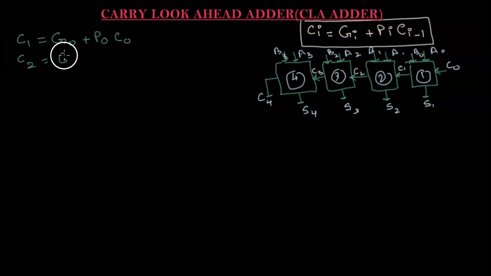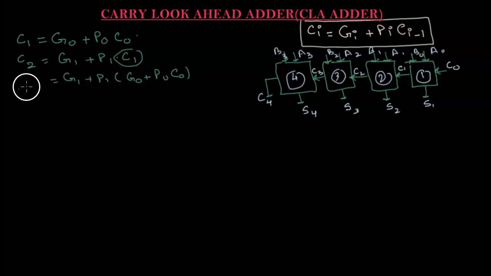So that is G1 plus P1 ANDed with C1. And we can substitute C1 from this equation. So we have G1 plus P1 ANDed with G0 plus P0 and C0. So we can see how carry 2, that is carry from the second stage, does not depend on the carry from the previous stage, that is C1. It only depends on the carry input.